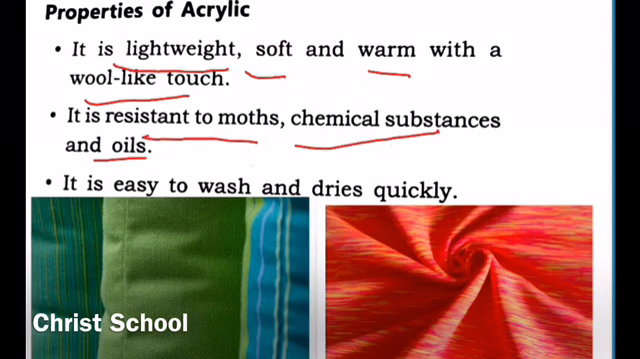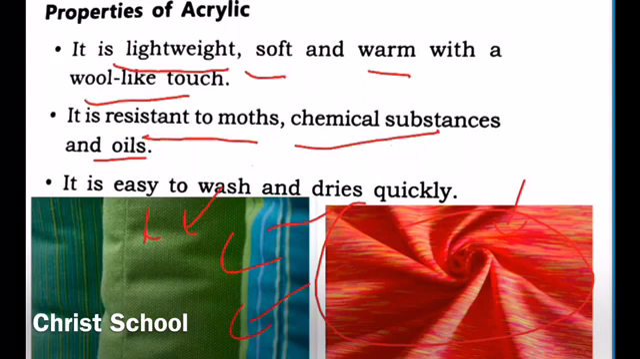So why do these acrylic fibers not get attacked? They are resistant to moths or insects or chemical substances and oils. Since they are obtained from chemicals, the moths, insects or oil or other chemical substances cannot damage these acrylic fibers. So this is another advantage. It gives the touch of wool. It will be warm like wool, but at the same time the moths or insects or chemicals will not attack.